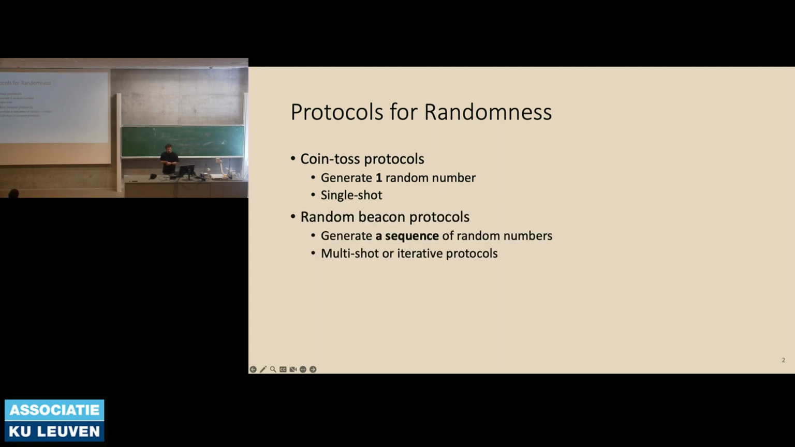Whereas a random beacon protocol keeps on generating a sequence of random numbers. Its whole job is to produce a sequence, and it's multi-shot or iterative. So there's a mapping from every round to a random number. It doesn't stop. So it's not one shot.